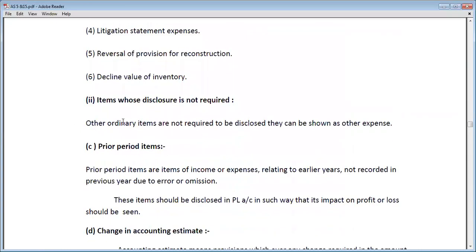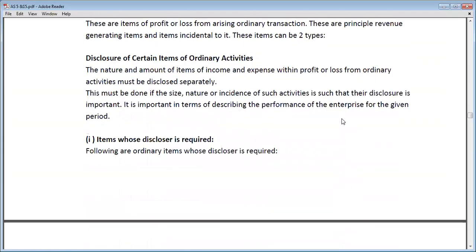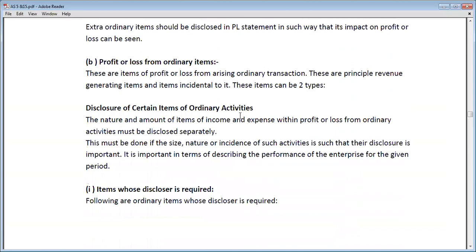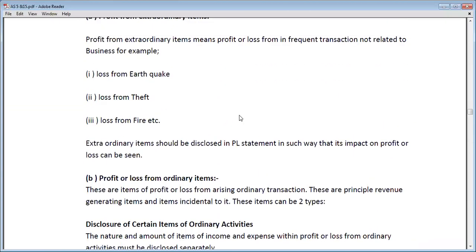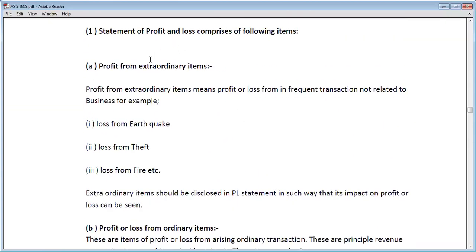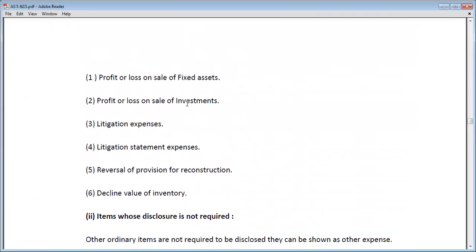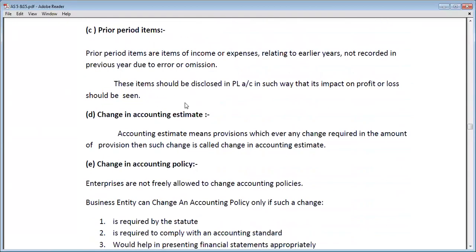And if there are any other items besides these, you can write them as other expenses, under the heading other expenses. Okay, so this is the disclosure requirement of the ordinary activity. And what is the disclosure requirement of extraordinary items? That extraordinary items you always show in the P&L separately. Now let's move on.